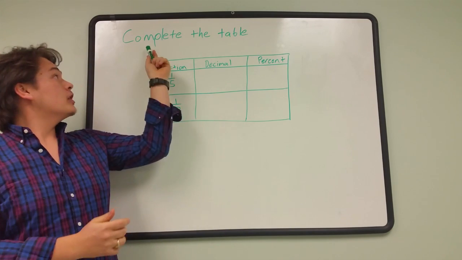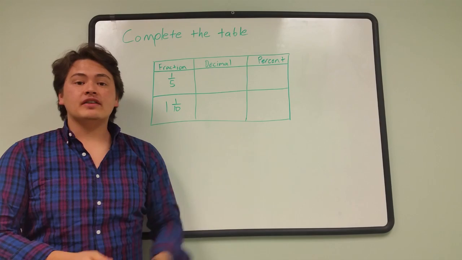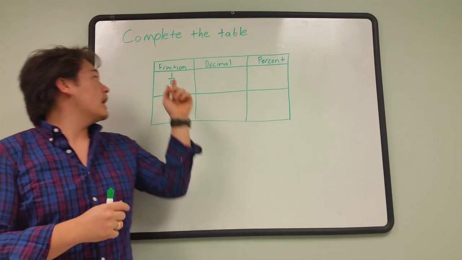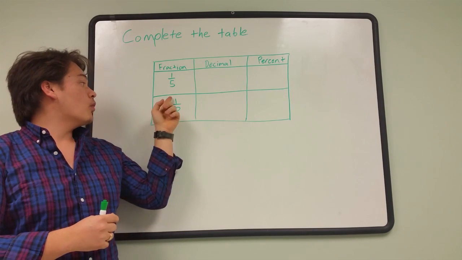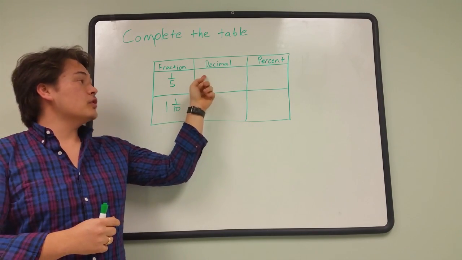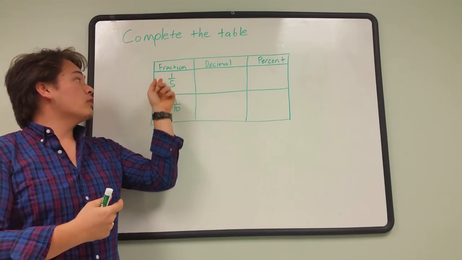This question states, complete the table. We have fractions, decimal, and percent, and we're going to convert this fraction of 1 over 5 and this fraction of 1 over 10 into a decimal and into a percent. So let's start with 1 over 5.